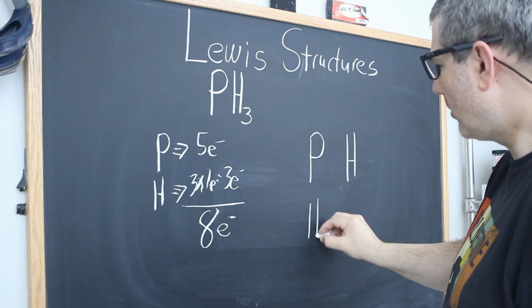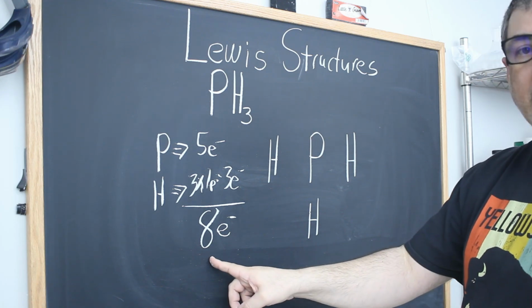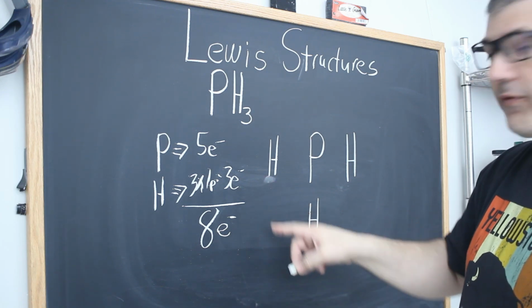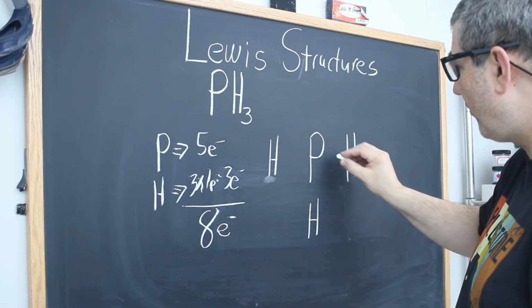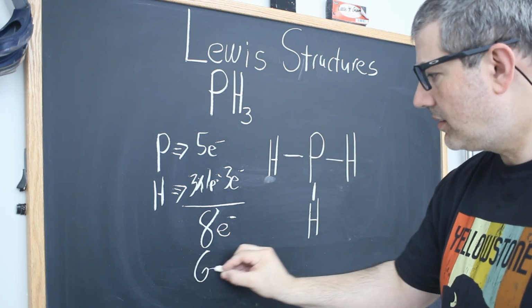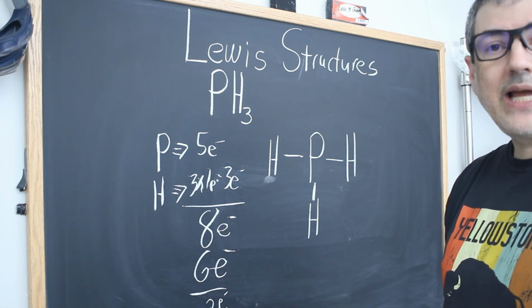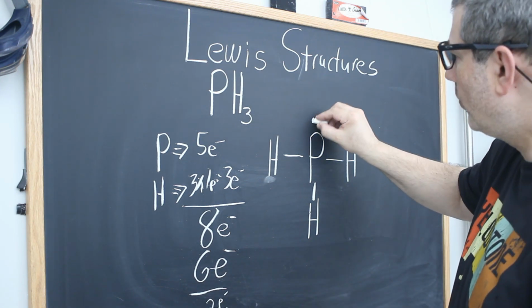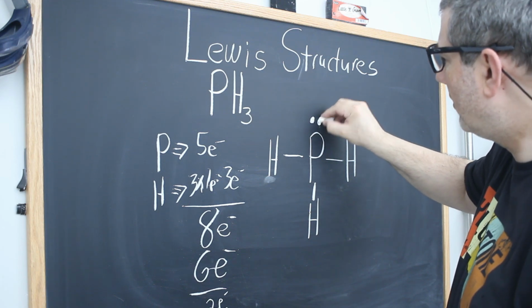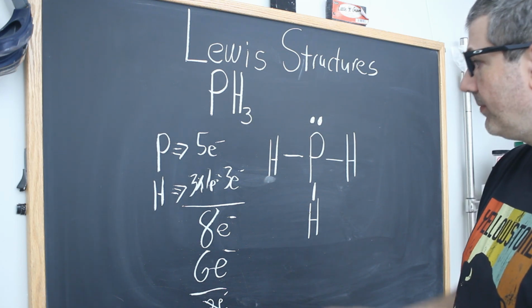Okay. And so that gives us a total of 8 electrons. Phosphorus is our central atom. Again, hydrogen can never be the central atom. So we have 8 electrons to work with. Well, first things first, we just need to connect all the atoms. 2, 4, 6. Okay, so 3 single bonds. We have 2 electrons left over. We put them on the phosphorus as a lone pair. We've used all of our electrons.